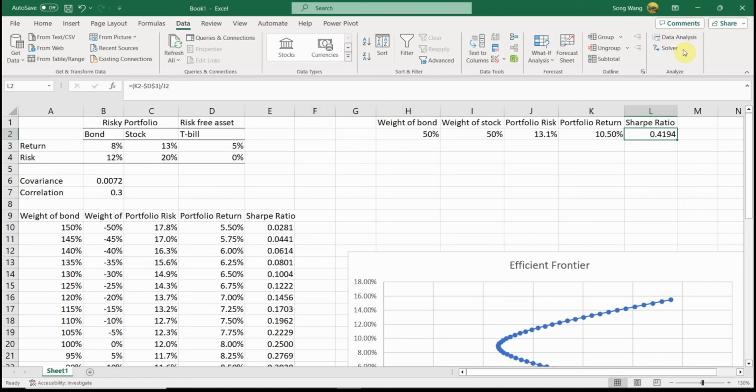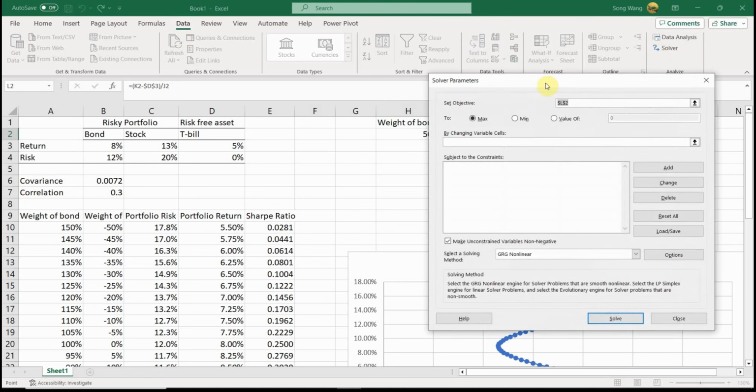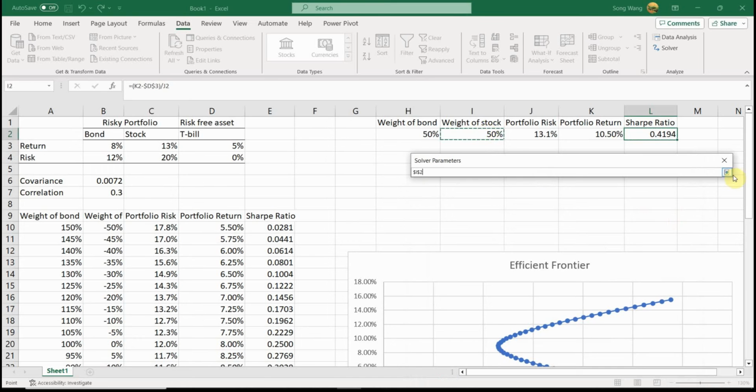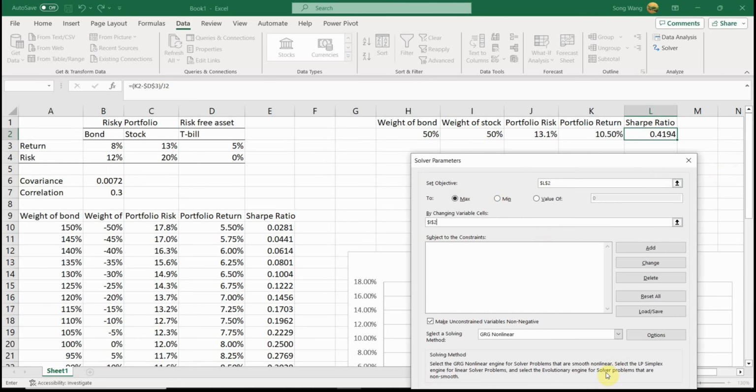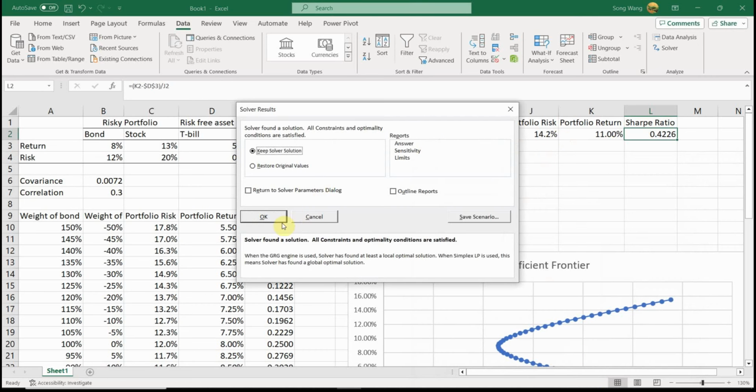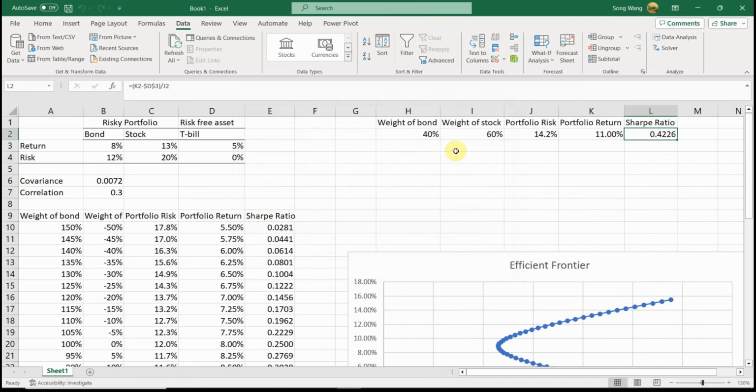So you go to Data, you do Solver, and your goal here is to maximize the Sharpe ratio. Click the Sharpe ratio, maximize it by changing the weight of a stock. By changing the weight of stock. There is no constraint that needs to be added in there, and if you hit solve, then you will see this is your result.